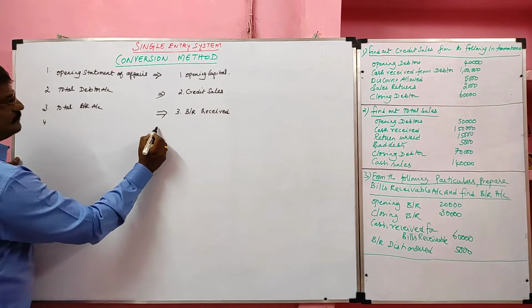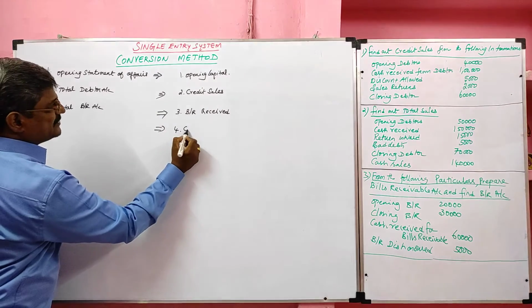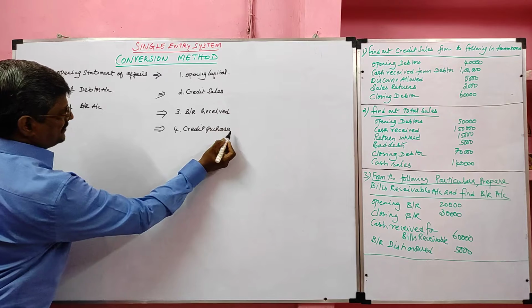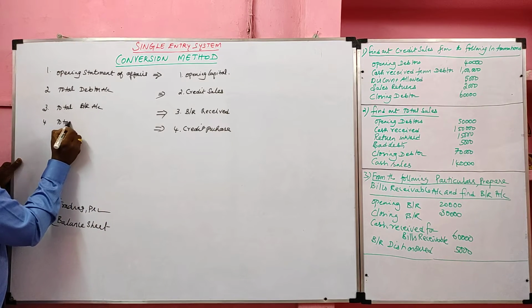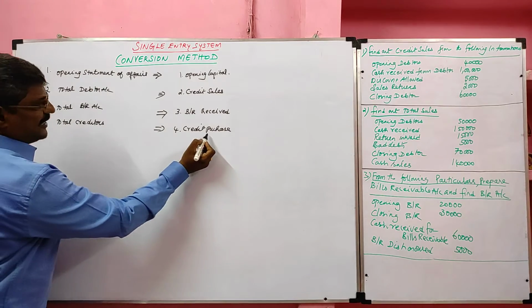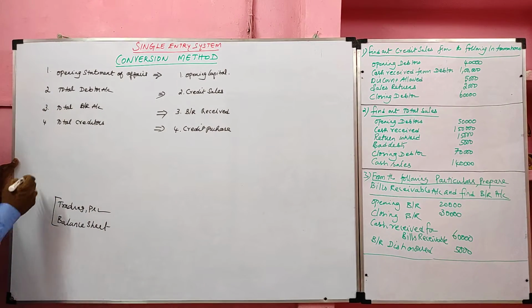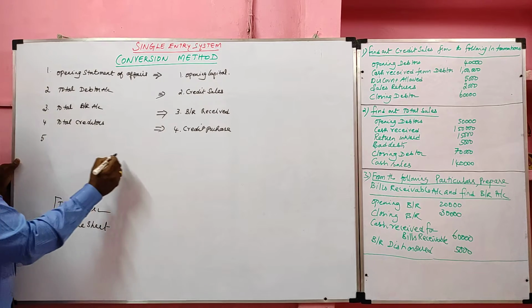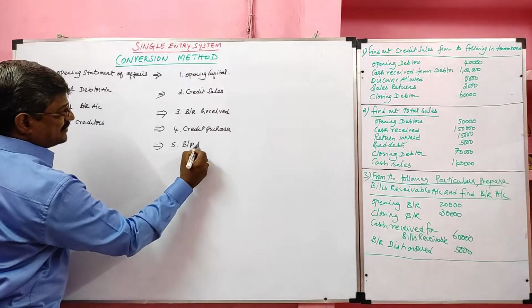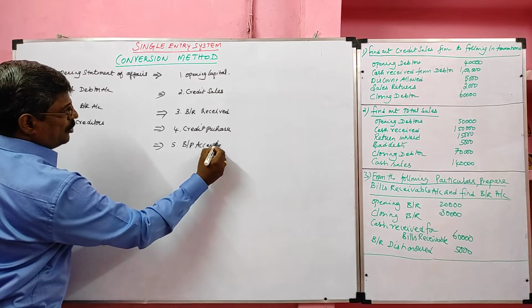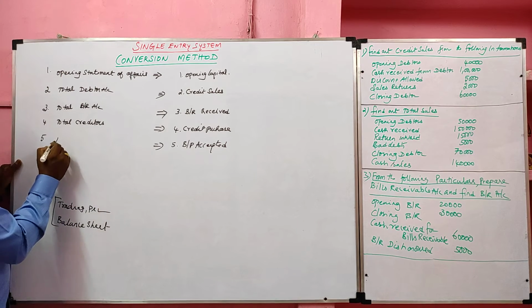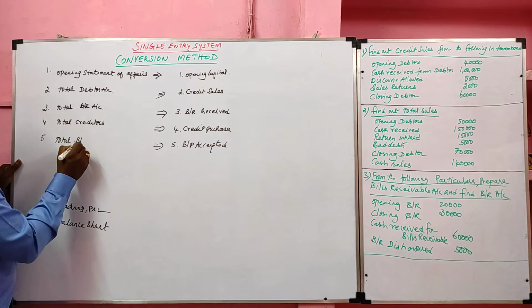Fourth, the missing item is credit purchase. By preparing the total creditor account, we can ascertain credit purchase. If we want to prepare the creditor account, we need one item called bills payable accepted. We can ascertain bills payable accepted with the help of the total bills payable account.